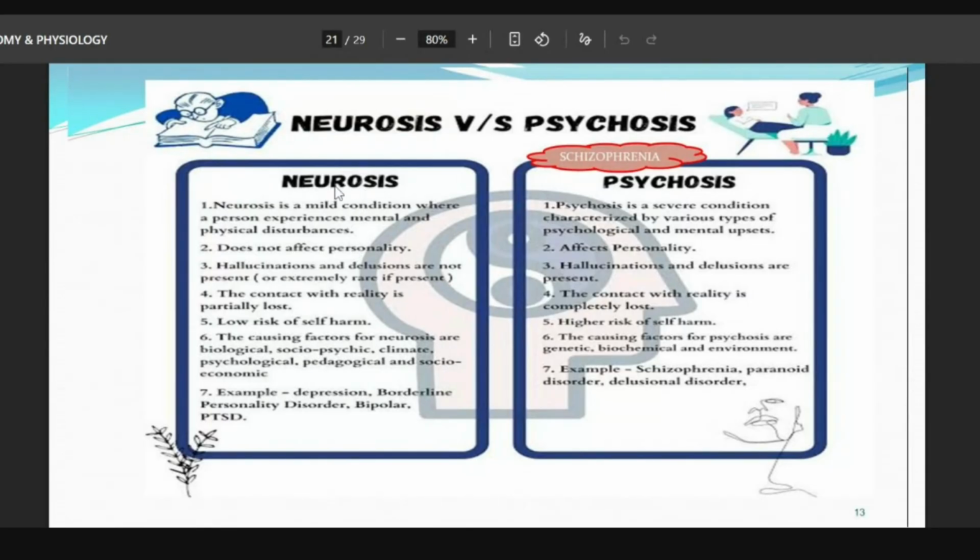So those are people who have depression, who have bipolar, who have maybe anxiety, but this is not a major issue. They know what is happening around them, but they are not able to handle it maybe, and it's a mild condition which can be corrected. With medication, with therapies, it can be corrected. So this is the physical and mental disturbance, it doesn't totally affect their personality. Okay, they will not have hallucination.